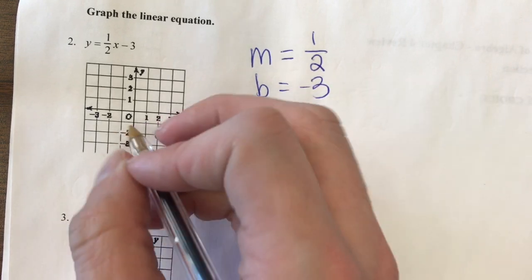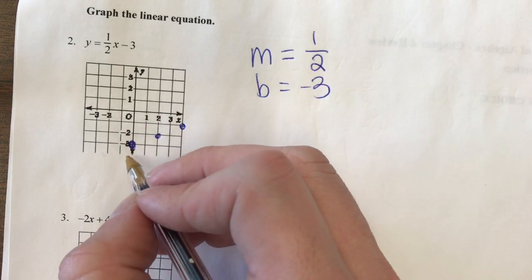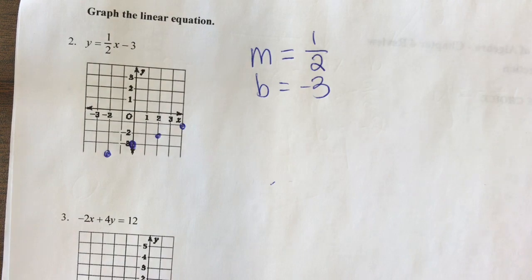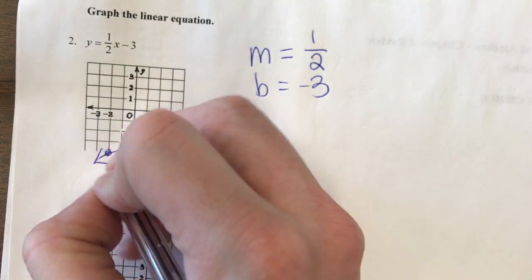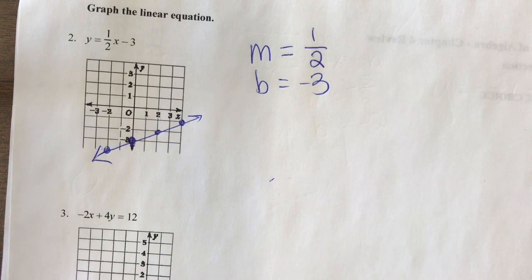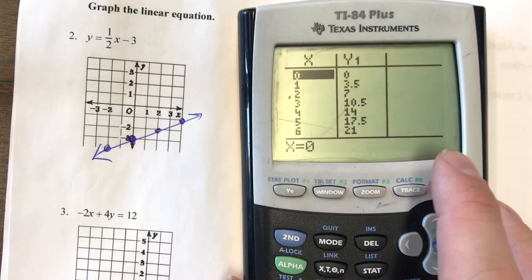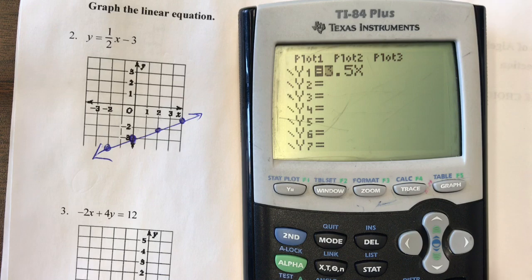I ran out of room. What's the same as up 1, right 2? Down 1, left 2. There's my line. If you wanted to do this on a calculator, you would do pretty much what we did in the last problem.